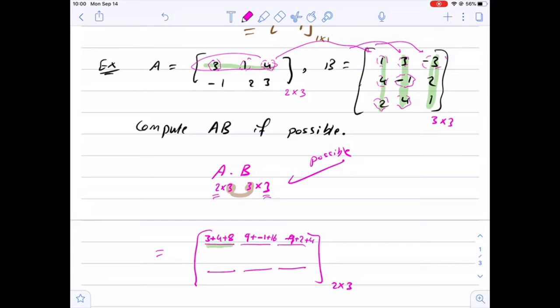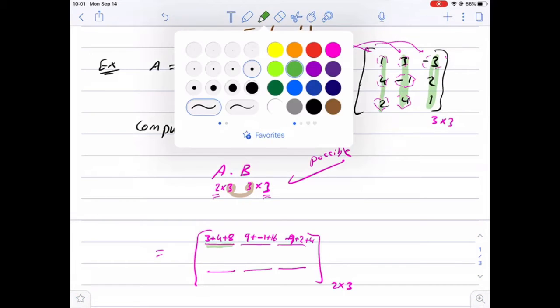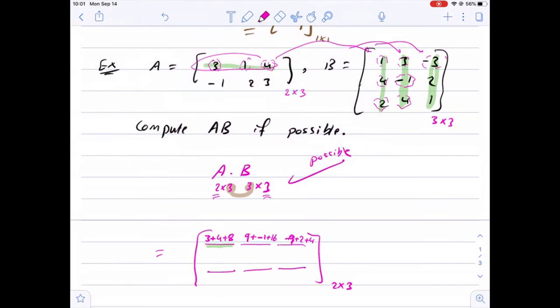Now we do the same thing for the second row. So let me choose another color. So we want to multiply the second row by the first column here. So we multiply -1 by 1. We just multiply corresponding elements, so that's -1, plus 2 by 4, 8, plus 3 by 2 is 6.